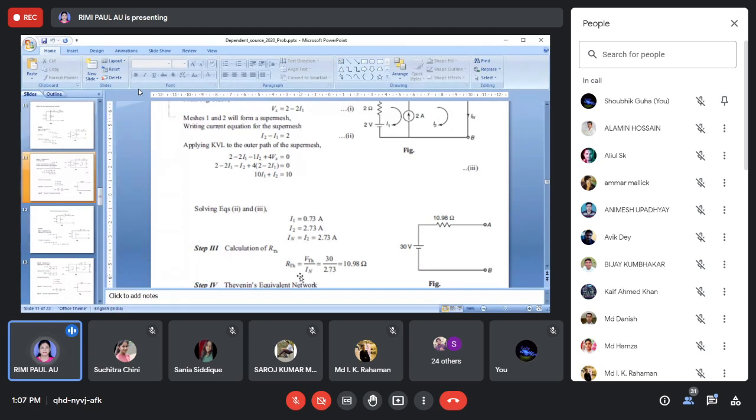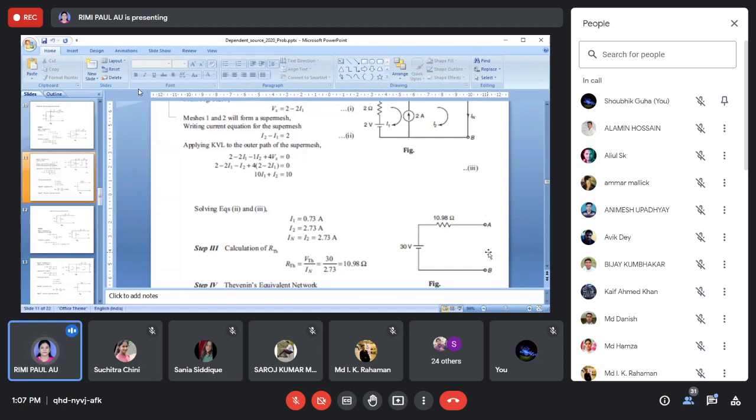So VTH by IN, you will get RTH. If you get RTH, then put it here. This is the Thevenin's equivalent network. What value will you put here? You will just put 30 volt, VOC or VTH, and RTH 10.98. If RL is given, then you will place RL here.